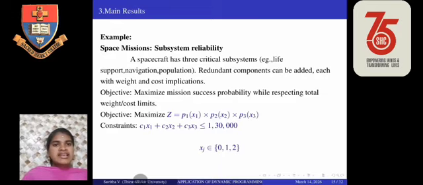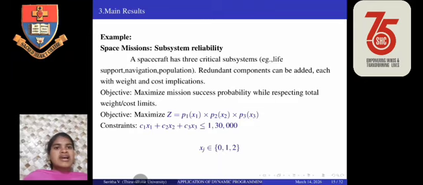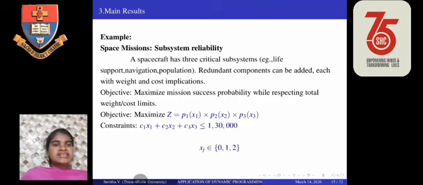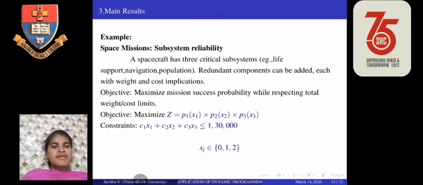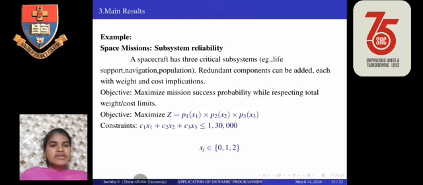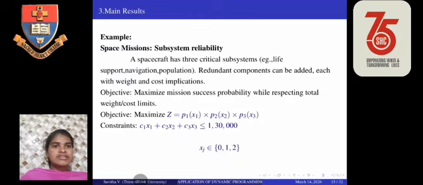Let us consider an example. Space missions: a spacecraft has 3 critical subsystems. Redundant components can be added, each with weight and cost implications. Objective: maximize mission success probability while respecting total weight or cost limits. Objective: maximize Z = p1(x1) × p2(x2) × p3(x3). Constraints: c1x1 + c2x2 + c3x3 ≤ 1,30,000.